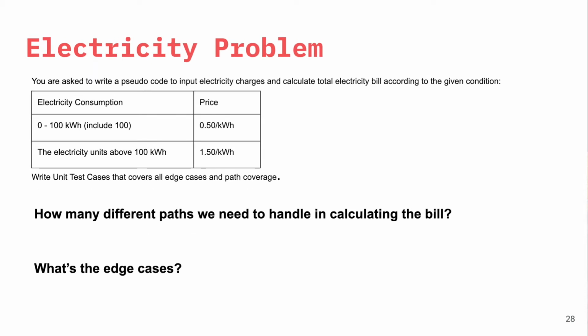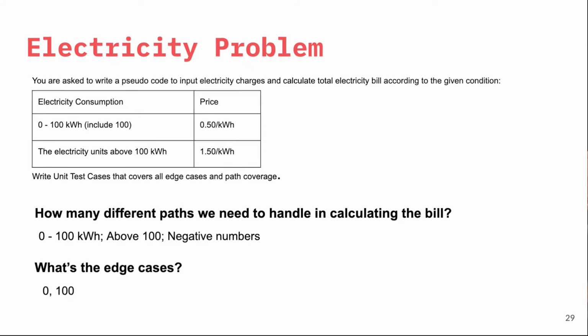Now, we need to find out how many different paths and edge cases are there in this problem. Since it is an if-else question, we can think of three paths: 0 to 100 kilowatt-hour, more than 100 kilowatt-hour, and any negative number given to the question. The edge cases are 0 and 100.